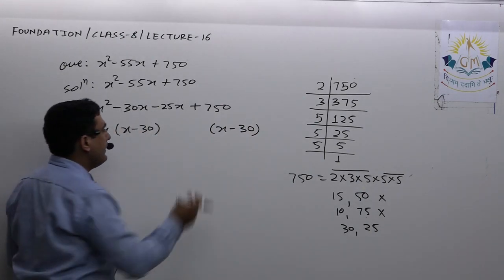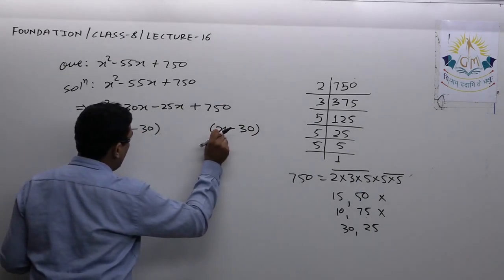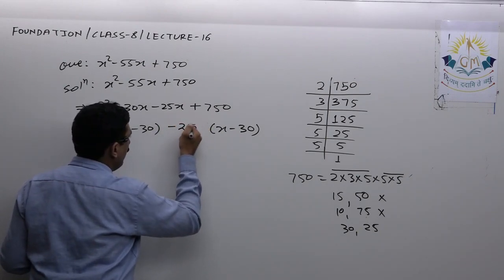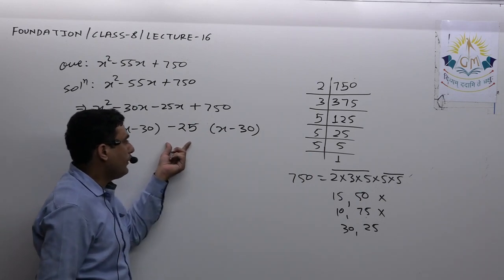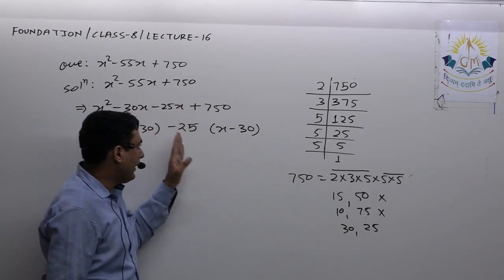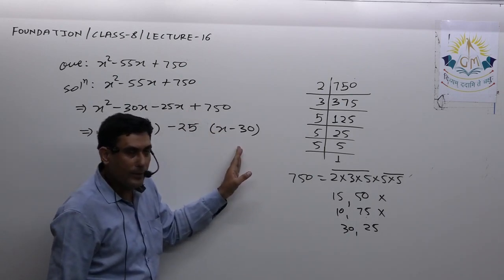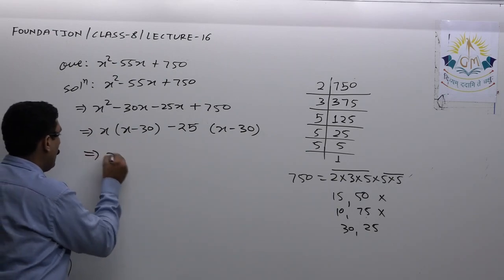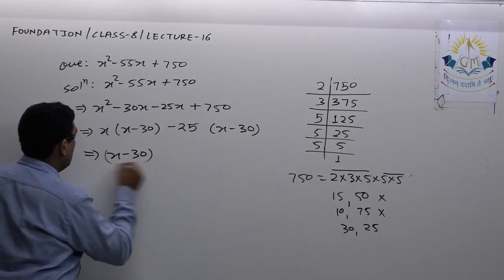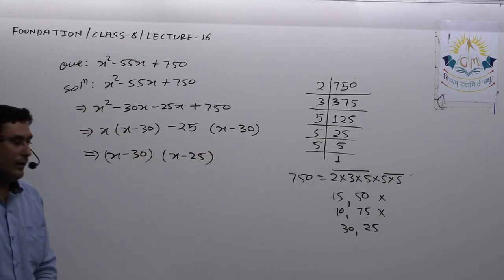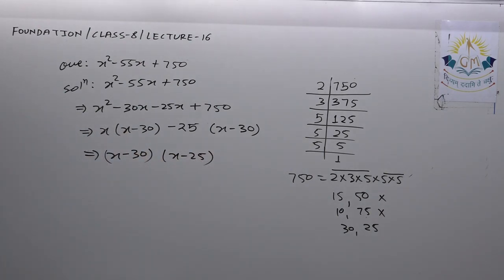Okay. Now I will think what should I multiply in this x to get minus 25x. So definitely my answer is minus 25. Okay. Because minus 25 into x is minus 25x, as well as minus 25 multiplied by minus 30 is 750. So x minus 30, x minus 25. This is the final answer. So please note it down, then we'll see the next question.